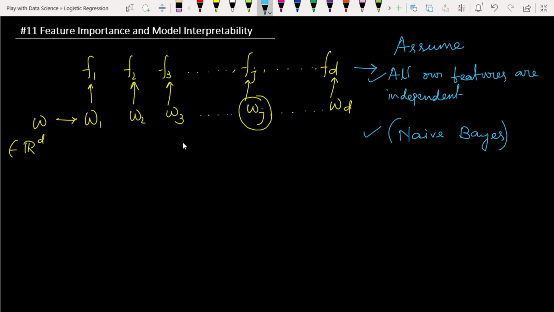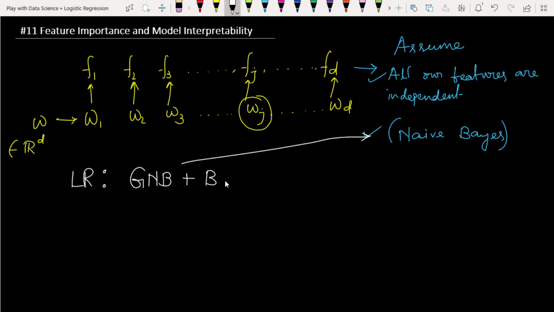And if you remember the probabilistic interpretation of logistic regression, there we consider two things. First is Gaussian naive Bayes, meaning our features are independent. And second, it follows the Bernoulli distribution. We saw this in the probabilistic interpretation of logistic regression.